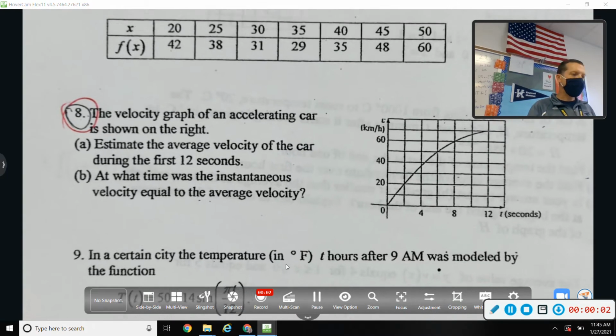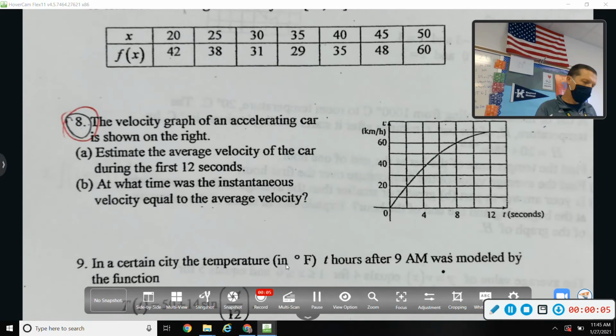All right, number 8 on the worksheet on average value. The velocity of an accelerating car is shown on the right. Estimate the average velocity of the car during the first 12 seconds.